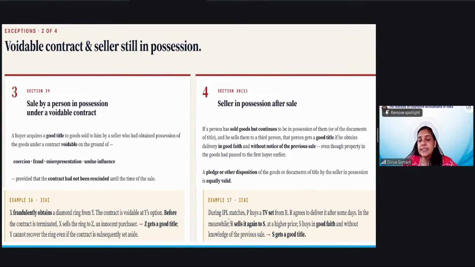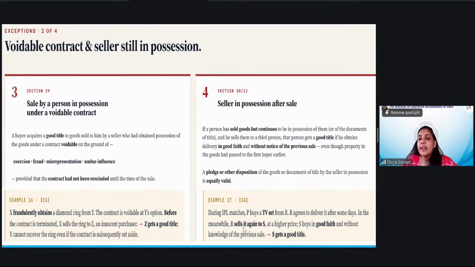Let us quickly take this example. During IPL matches, P buys a TV set from R. So P is the buyer and R is the seller. R agrees to deliver it after some days. So even though it is a case of sale, he's still having the goods with him. So the TV set is still with R. Delivery has been delayed.